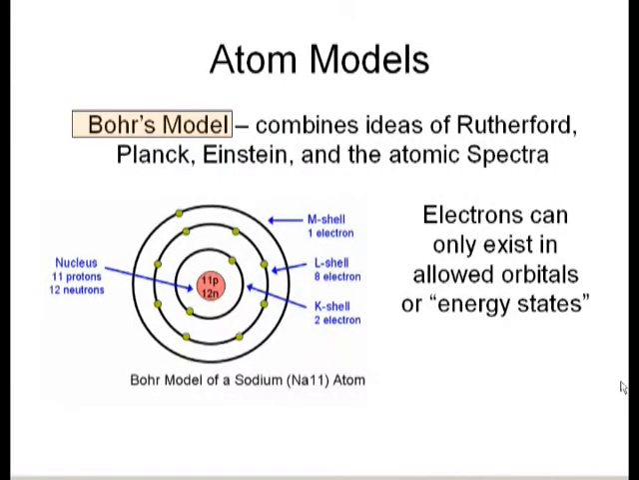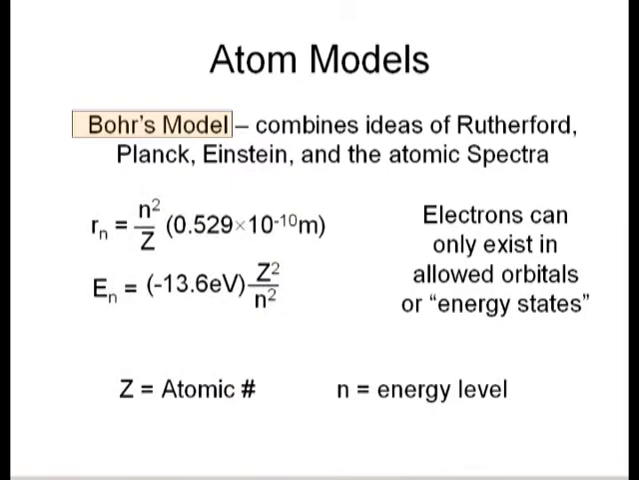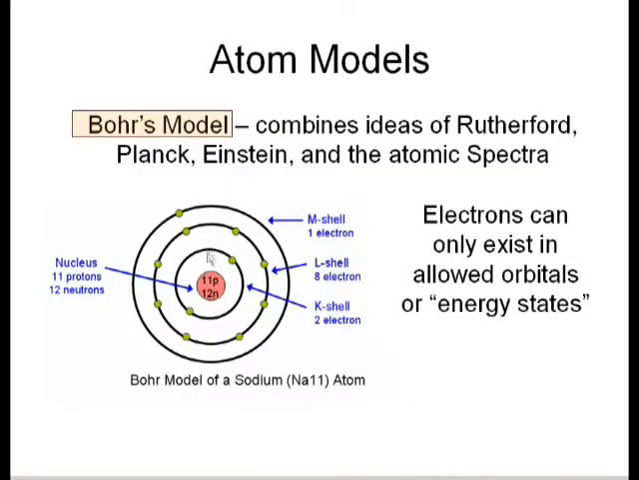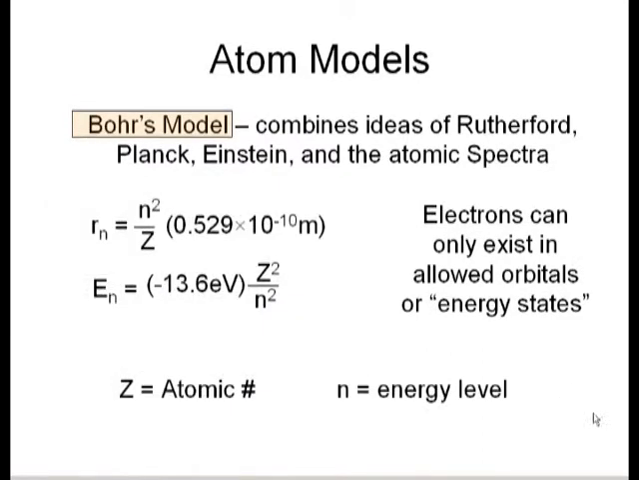He said that electrons can only exist in certain allowed orbital states. We call them energy states, and he's able to calculate the radius of each one of those orbits and the energy of each one of these orbits. These are the two formulas for doing so. N is the energy level, and Z is the atomic number. For the energy level, the bottom level is this inside K shell, so that would be energy level 1, and then the L shell is energy level 2, and the next one is energy level 3, and so forth.